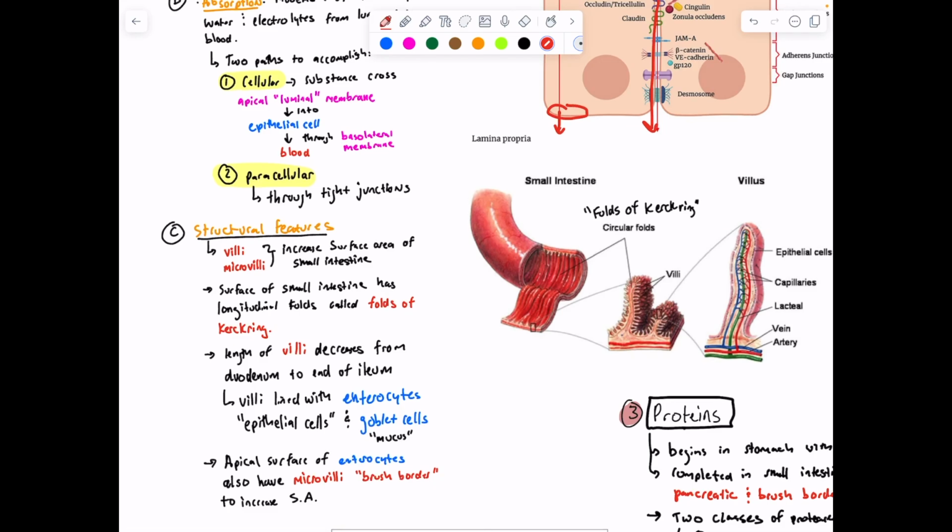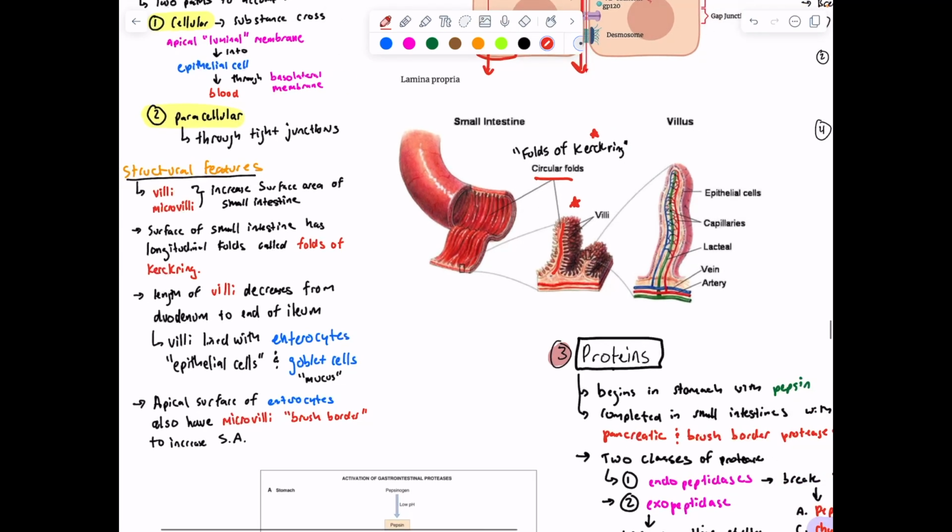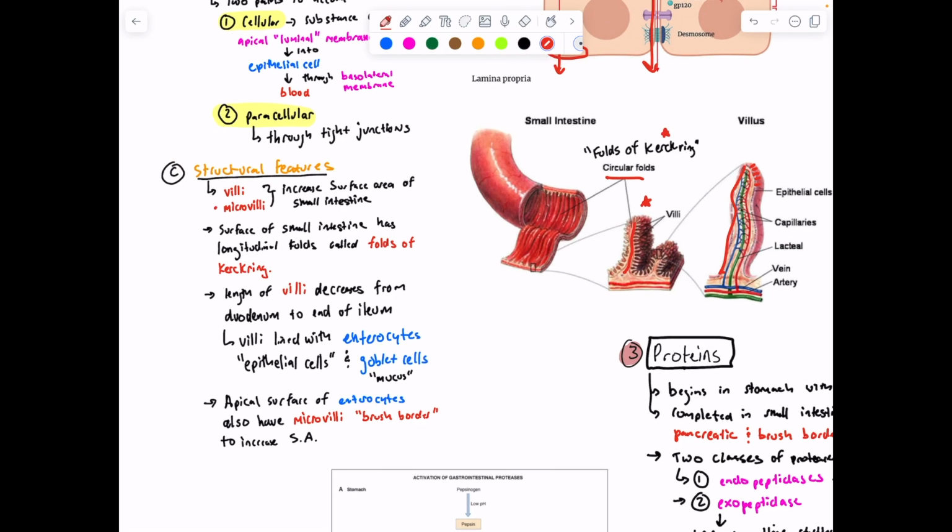All right, so what are the structural features that help with digestion and absorption in the GI tract? Well, we have, of course, our villi coming off of the walls of our intestines, and these villi projections, which you can see coming off of these circular folds, aka the folds of Kerckring. If you look at the cells individually, the epithelial cells have microvilli, and so the net result of the villi coming up and the microvilli coming off is an increase in surface area, and the folds of Kerckring extend the surface area even more.